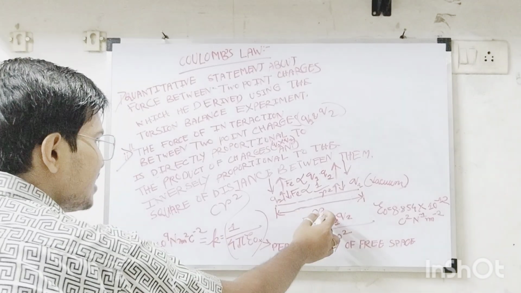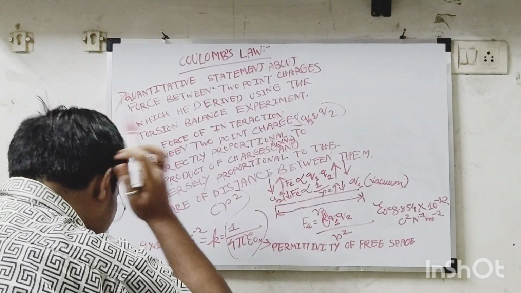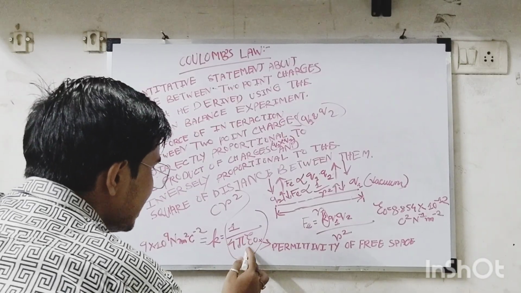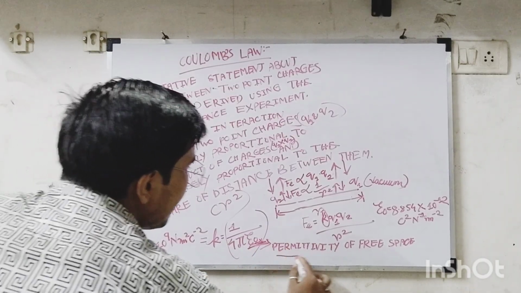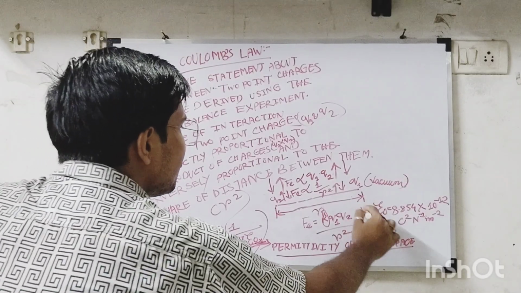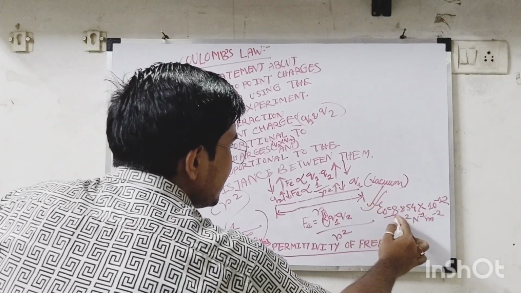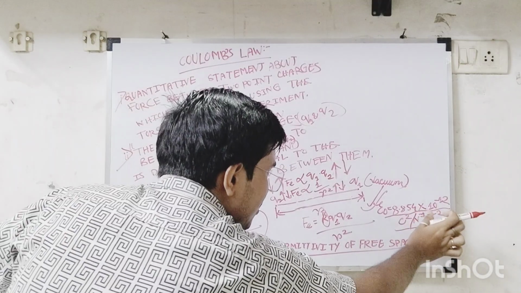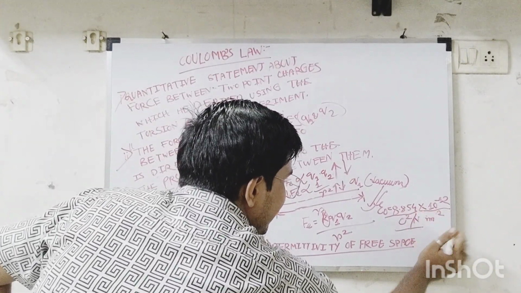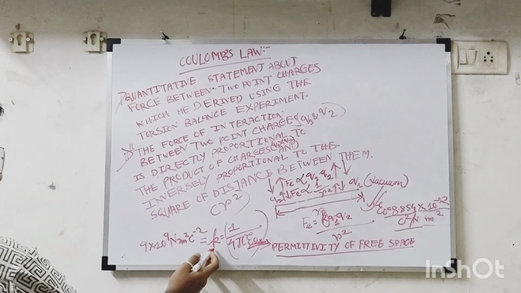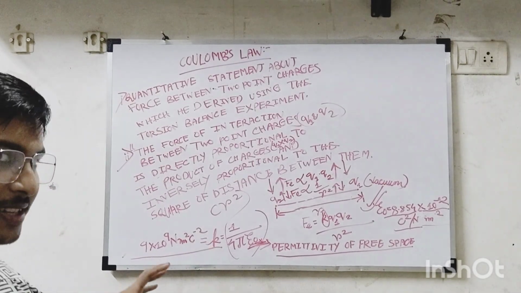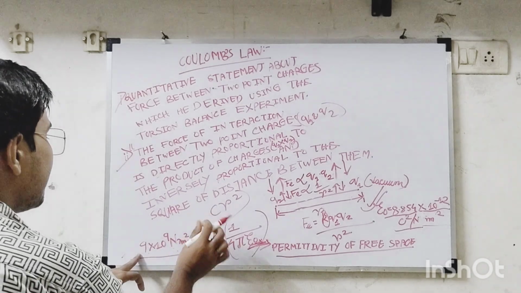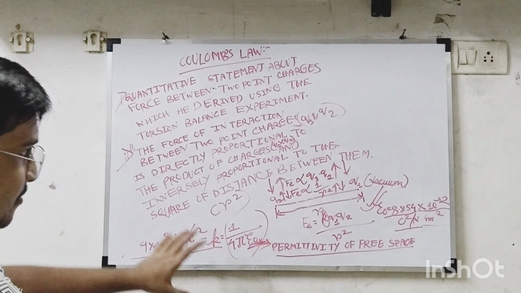And K, what is K? This K is a constant. And what is the constant's formula? 1 by 4 pi epsilon naught. What is this epsilon naught? It is called the permittivity of free space. Its value is 8.854 into 10 to the minus 12 Coulomb square by Newton meter square. And for all practical purposes, we will take 9 into 10 to the power 9 Newton meter square Coulomb inverse square.